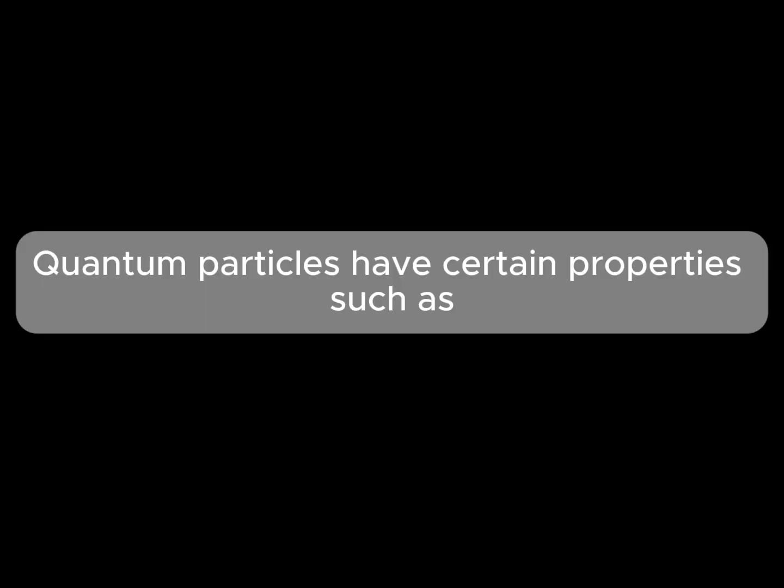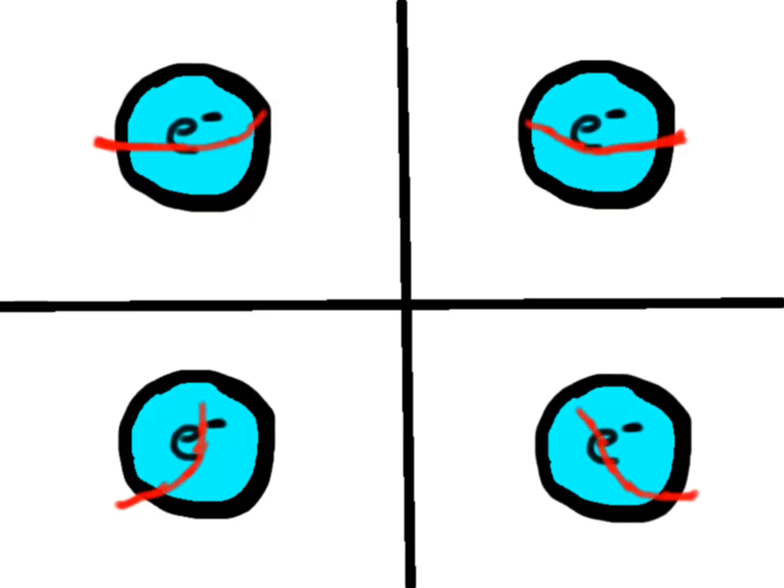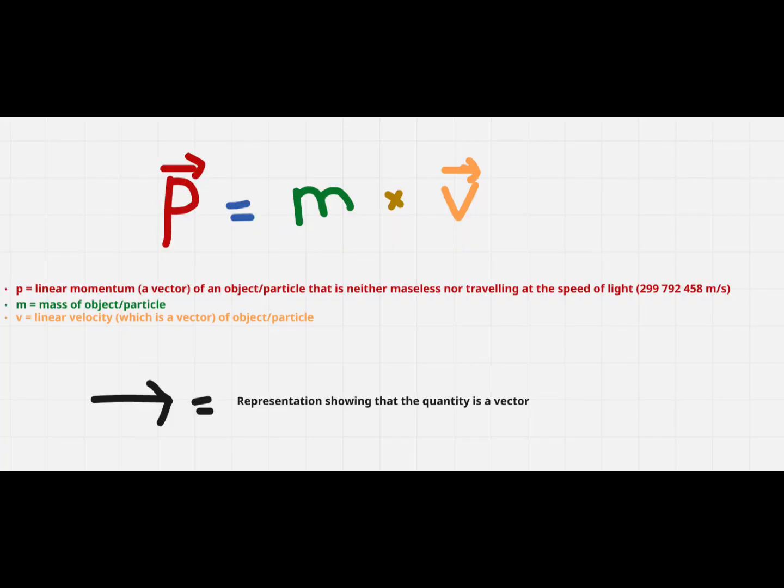Quantum particles have certain properties, such as but not limited to position, where they are, spin, which direction they are spinning in on their own axis, and momentum, which is nothing but a product of their mass and velocity. Until observed for a definite property, these particles exist in a superposition of all allowed states simultaneously, just like the cat before we opened the box.